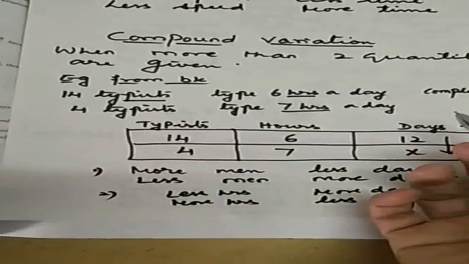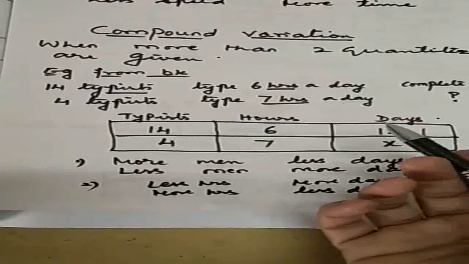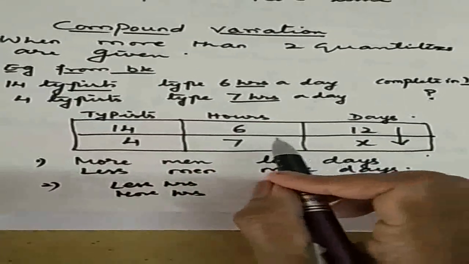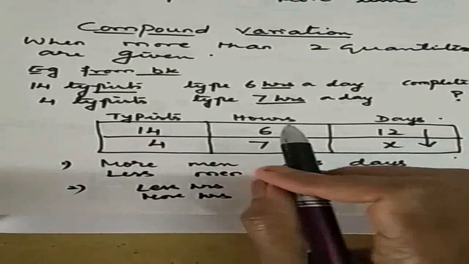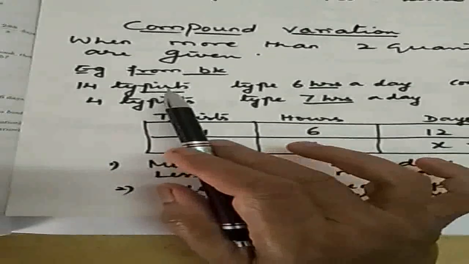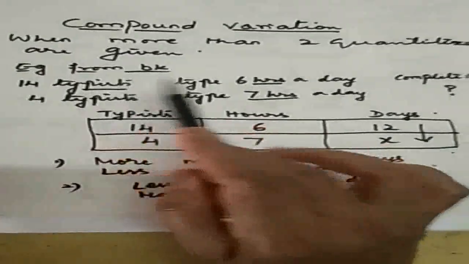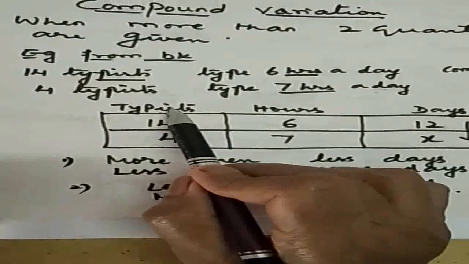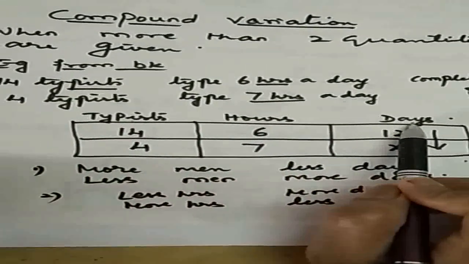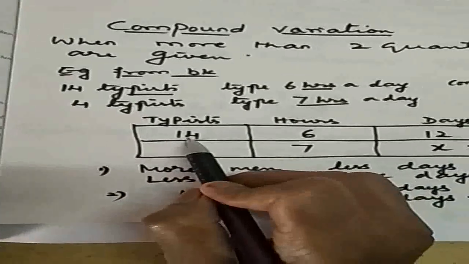So that way is also, if you have understood, you can do it. This is another way, the arrow method we say. The arrow method is very easy one. You can understand. So what are the 3 things given here? Typist, hours, days. So write it, make 3 columns: typist, hours, days.